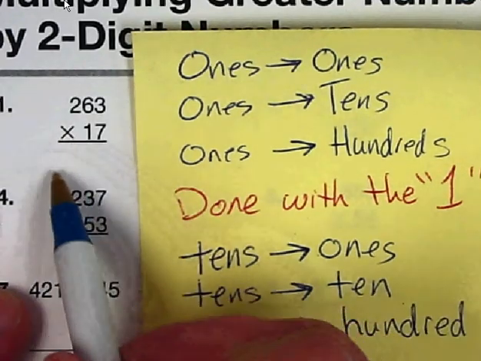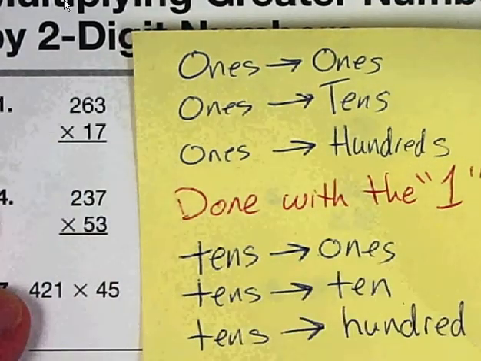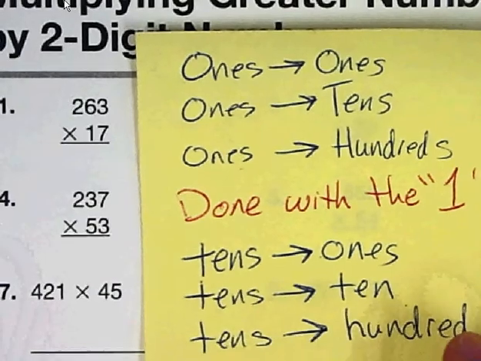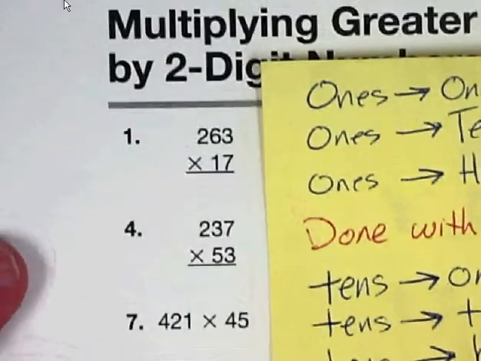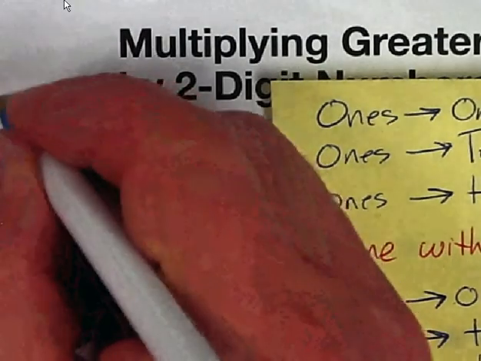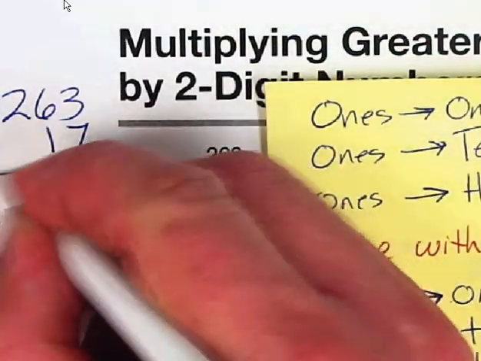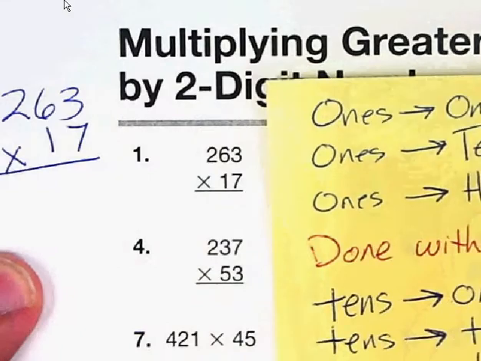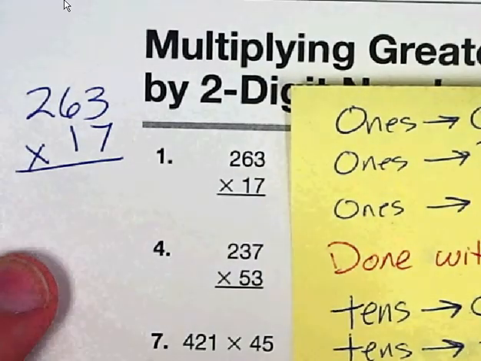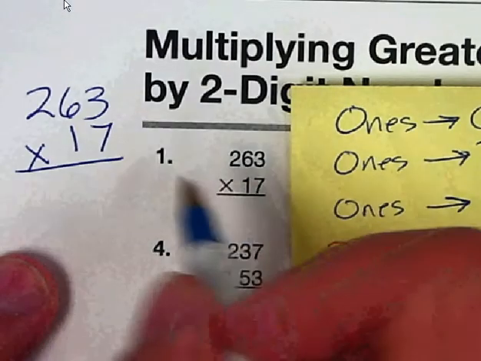Now we don't have a whole lot of space here to work, so if you'd like to do this on scrap paper, you can certainly do that, or you can do it over here on the side and just rewrite the problem. 263 times 17. As long as you show your work. If you do it on a piece of scratch paper, bring that paper to school with you tomorrow so I'll know that you showed your work. Okay, but here we go.